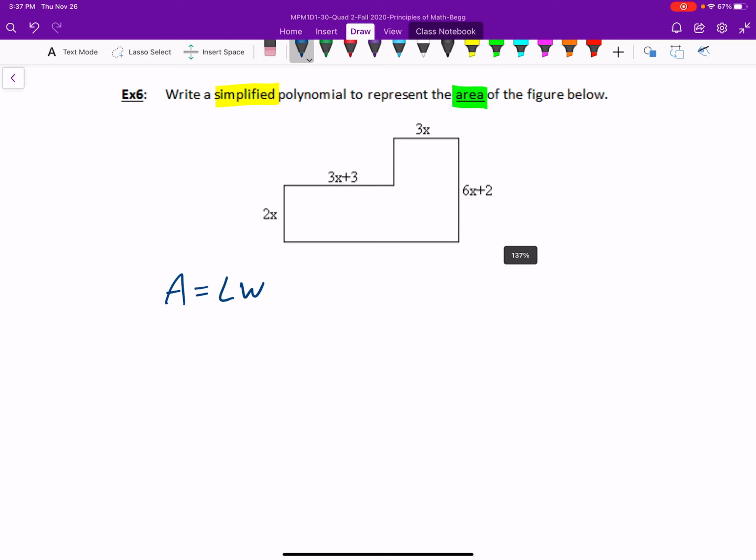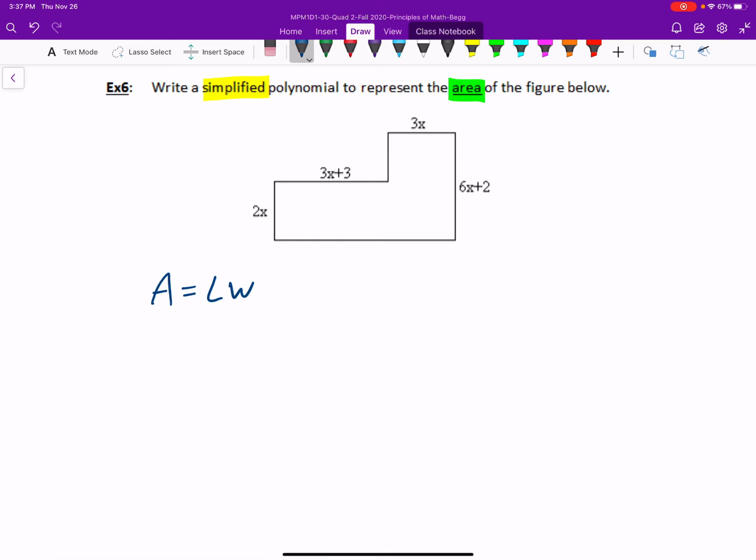What I probably want to do is break this down into two separate shapes. So if I draw a line down here, then I could have one shape that just goes to here, and another shape that just takes this part. So I can have these two rectangles, and I can add everything together for that.